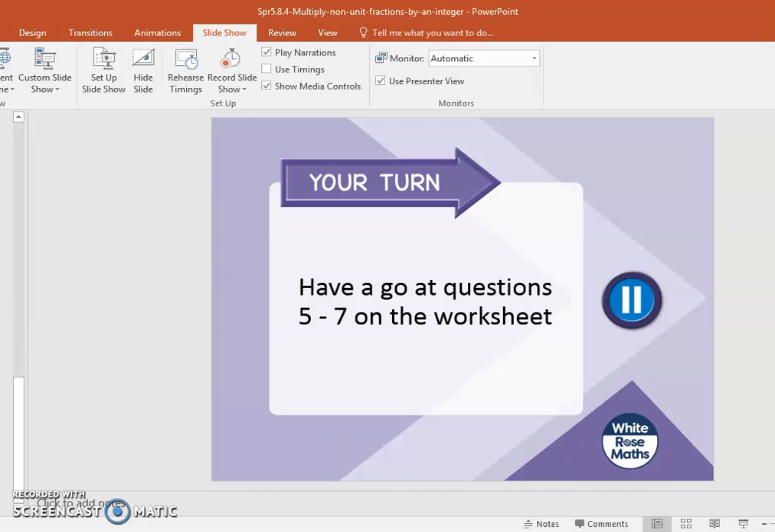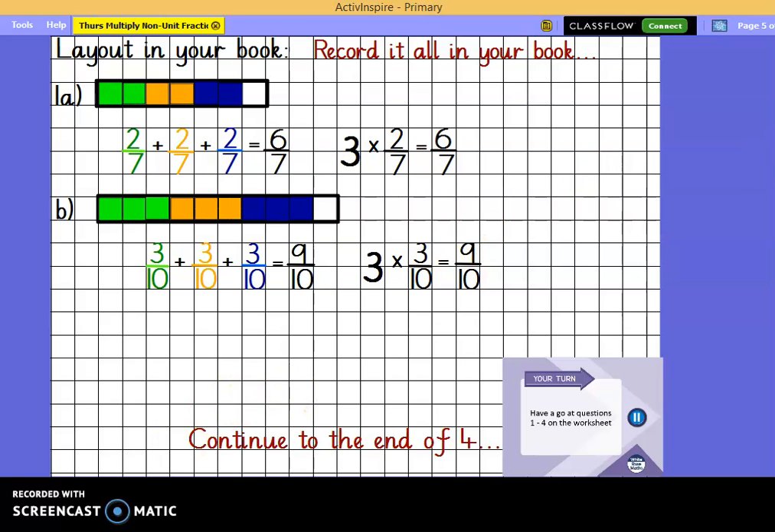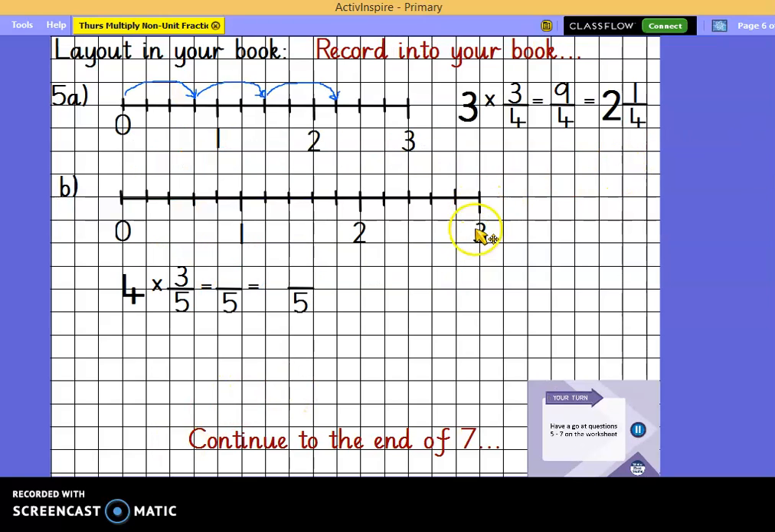I'd like you to now try questions 5 to 7 on your worksheet, and here's how I'd like you to record them in your book. For example, 5a says 3 times 3/4. So that means if we're working with quarters, there will be 4 jumps to get to 1 whole, 4 more jumps to get to 2, 4 more jumps to get to 3 wholes.